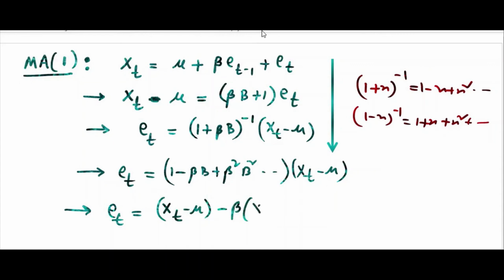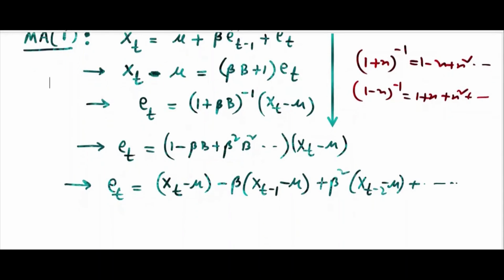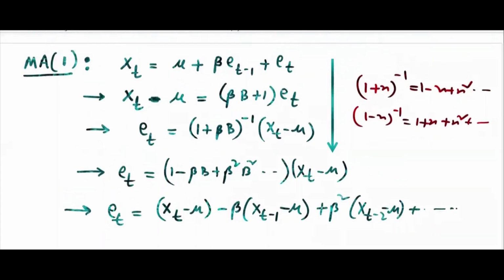B of X_t is X_(t-1), because we don't want any operator. B of mu is mu, that way. Then plus beta square B square X_t minus mu, that is X_(t-2) minus mu. It will continue. So X_t minus mu, minus beta (X_(t-1) minus mu), plus beta square (X_(t-2) minus mu), and all that. Now this will be possible. You inverted this one actually. That's where the name invertibility comes.